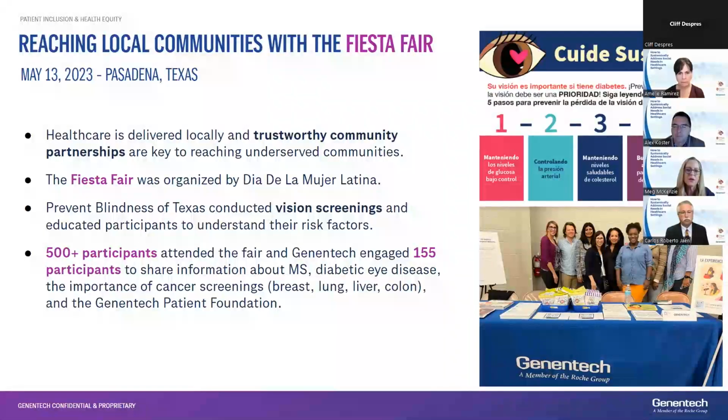And then another example is this Fiesta Fair that was done in Texas. We partnered with a local Latino organization and also Prevent Blindness for Texas to do vision screenings, and had folks there to do education on multiple sclerosis, diabetic eye disease, breast, lung, liver, and colon cancer. And I would just reinforce the importance of going to these free health clinics where you can get access to information at your fingertips.